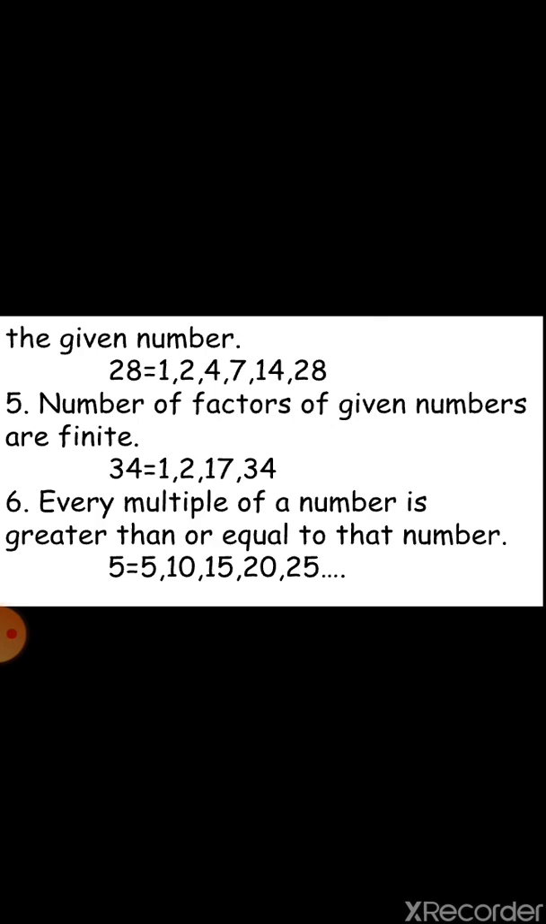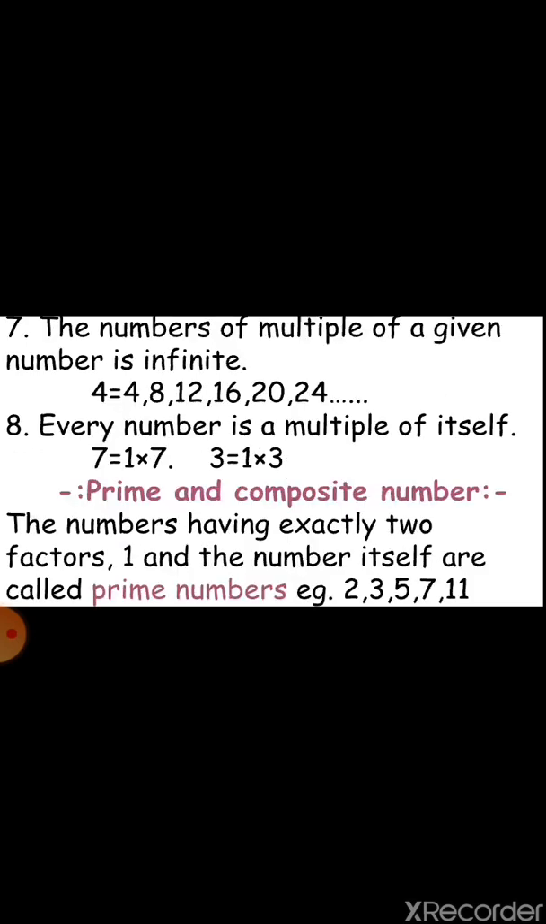Sixth is, every multiple of a number is greater than or equal to that number. The multiples of 5 are 5, 10, 15, 20 and 25 and so on. Here we observe that all these multiples are greater than 5 and also equal to 5. So we can say that every multiple of a number is greater than or equal to that number. Seventh is, the number of multiples of a given number is infinite. We cannot write down all the numbers, these are uncountable.